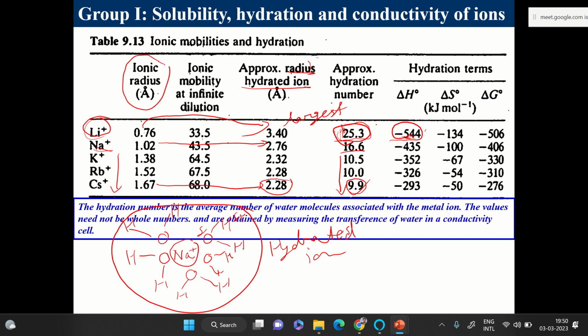अगर प्योर आयनिक रेडियस आप देखते हैं आइसोलेटेड एटम में, तो ये ऐसा ट्रेंड है, 0.76 से 1.67, जो कि 1.75... तो लगभग डबल से थोड़ा ज़्यादा हो रहा है. लेकिन यहाँ पे उल्टा ट्रेंड है. सबसे ज़्यादा लिथियम प्लस का साइज है.